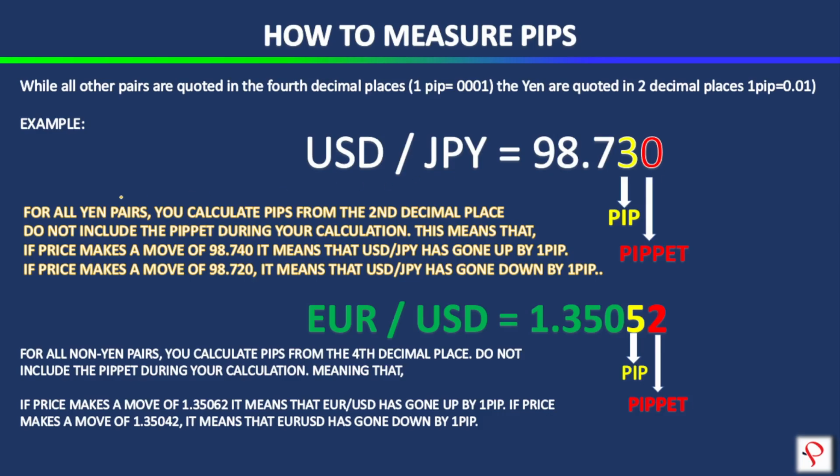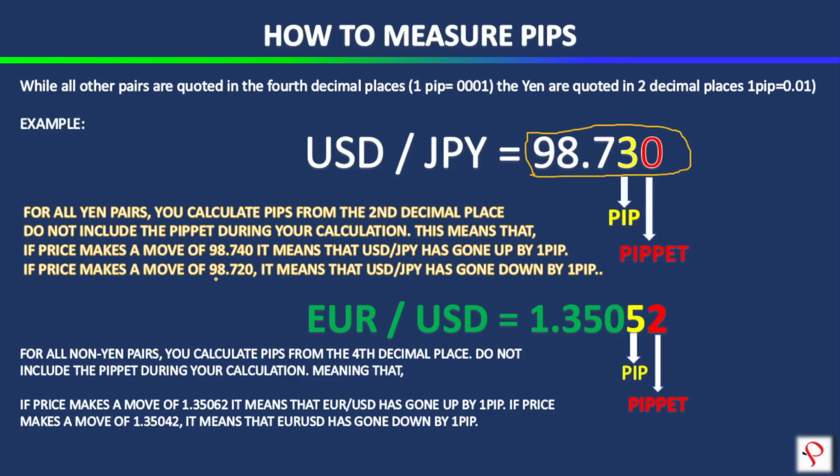Now, this law is universal, as far as trading is concerned. For all yen pairs, you calculate pips from the 2nd decimal place. Do not include the pipette during your calculation. This means that if price makes a move to 98.740, using this as a standard for calculation, it means that USD JPY has gone up by 1 pip.